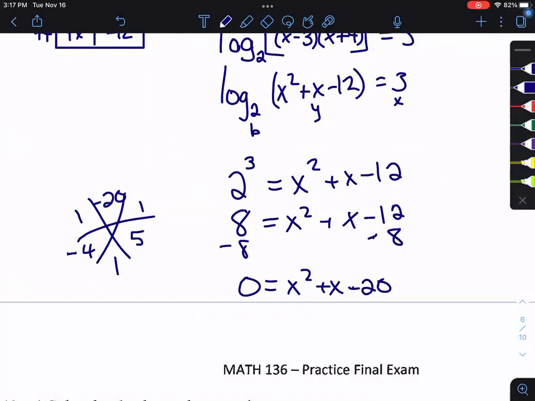-4 times +5, so 0 equals x minus 4 times x plus 5, which means x equals 4, x equals -5 when I set them both equal to 0. So there's a lot of steps that I'm showing. You wouldn't have to write out every single step, but I need enough that I could give you partial credit when I grade it if something is wrong.